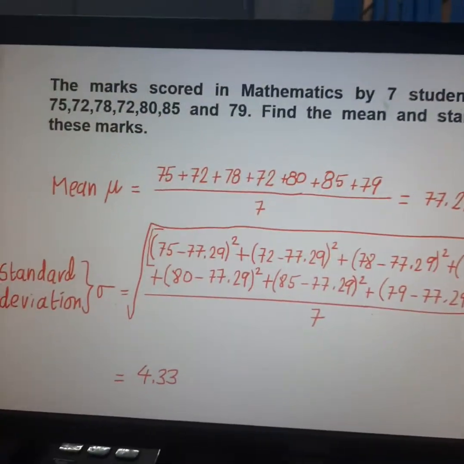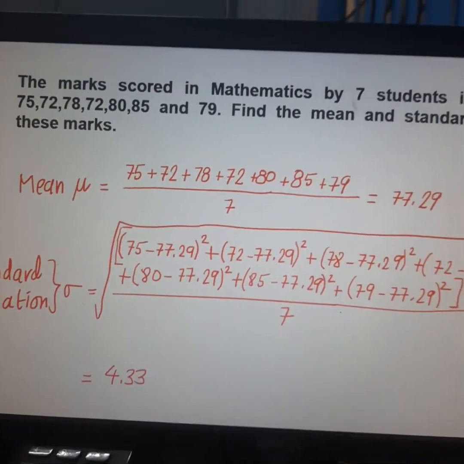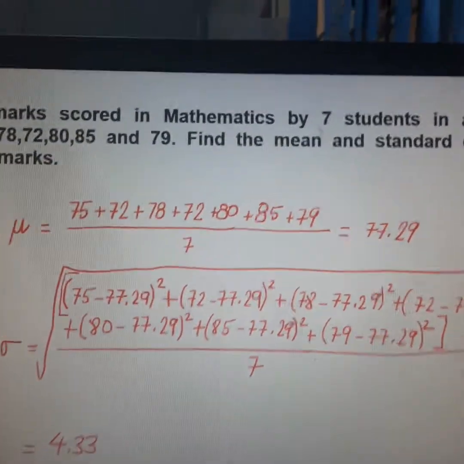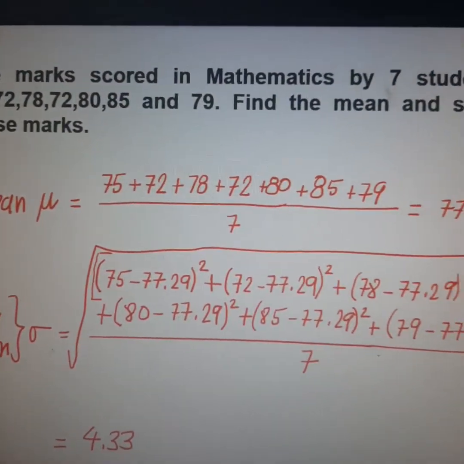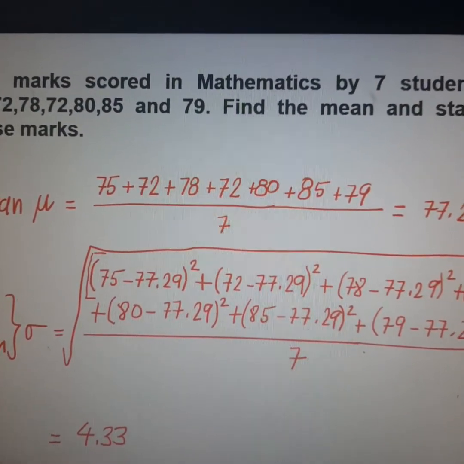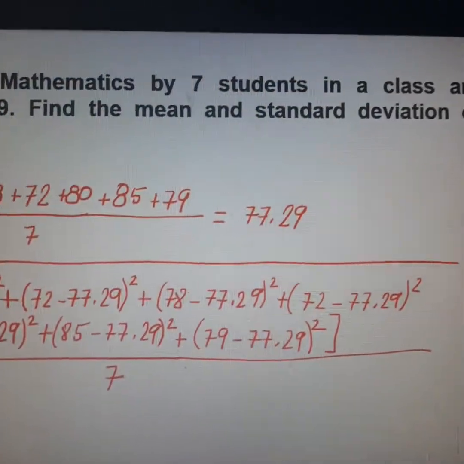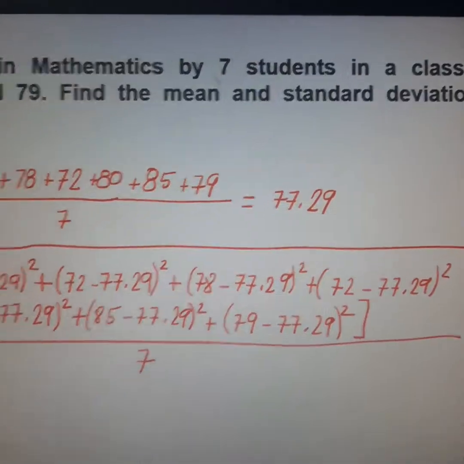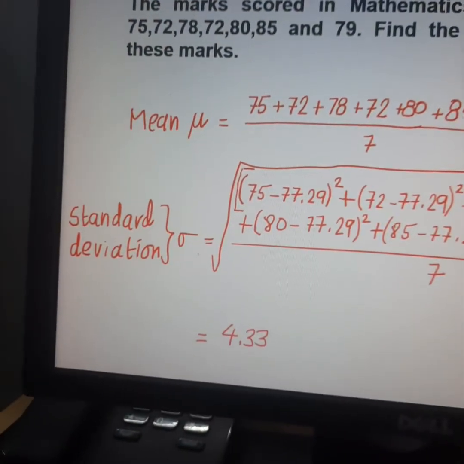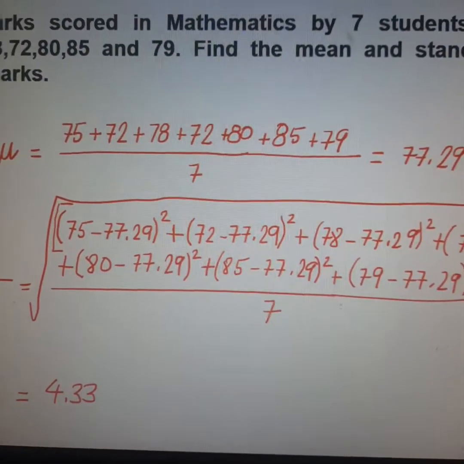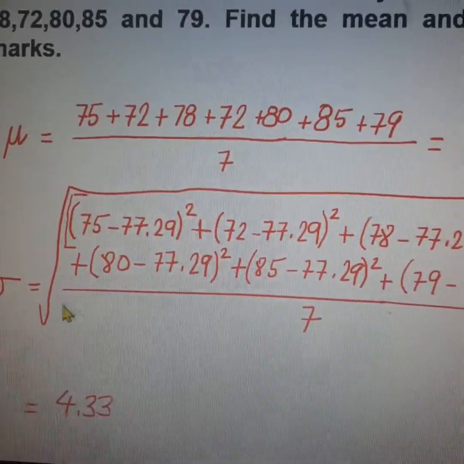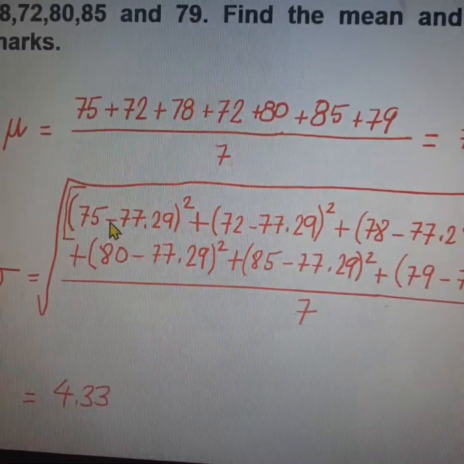Let us use this formula to find the mean of the marks of the 7 students. For finding the mean, we are adding all the marks of the 7 students and dividing by 7. We get 77.29.